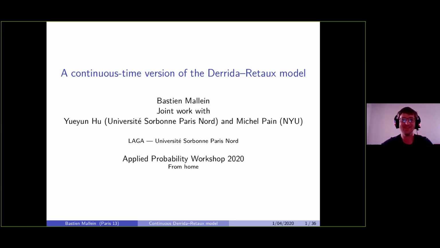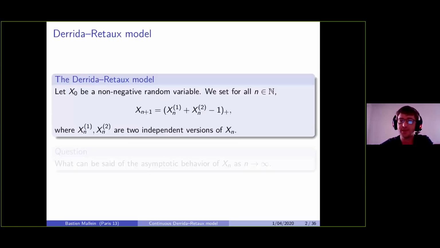Okay, well, thank you very much for the introduction. Indeed, I will present this joint work with Yueyun, who is currently also at Sorbonne Paris Nord, formerly Paris 13, and Michel Pain, who is at NYU as a postdoc. The Derrida-Retaux model is a very simple recursion equation.